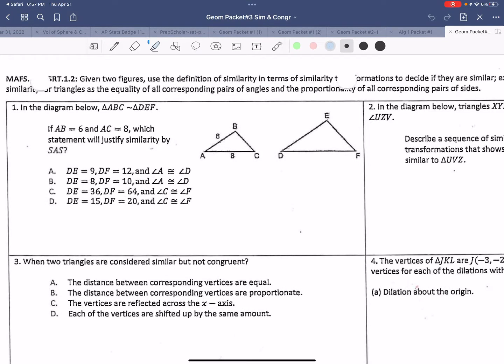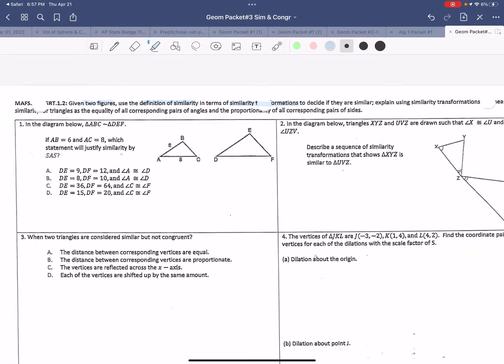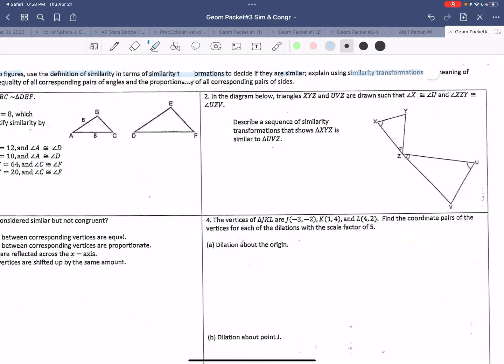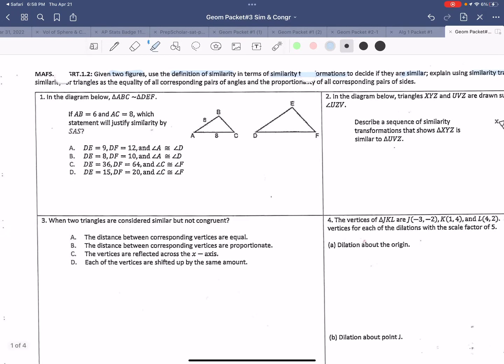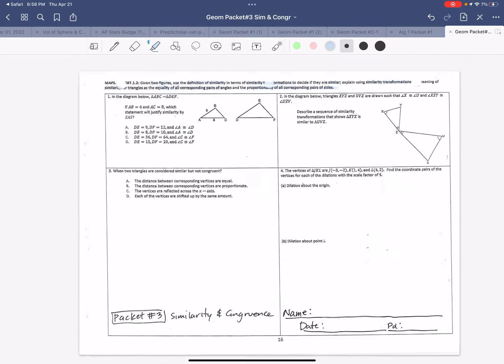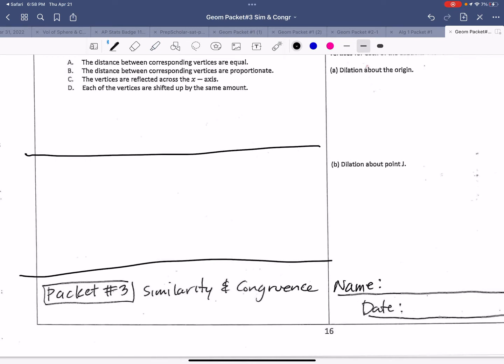the learning goal here. It says, given two figures, use the definition of similarity in terms of similarity transformations to decide if they are similar. Explain, using the similarity transformations, the meaning of similarity for triangles as equality of all corresponding pairs of angles and the proportionality of the corresponding sides. Okay. So we have some notes on this, and in our notebook, we can put this. You can put this here on your sheet, or you can actually write it in your notebook.